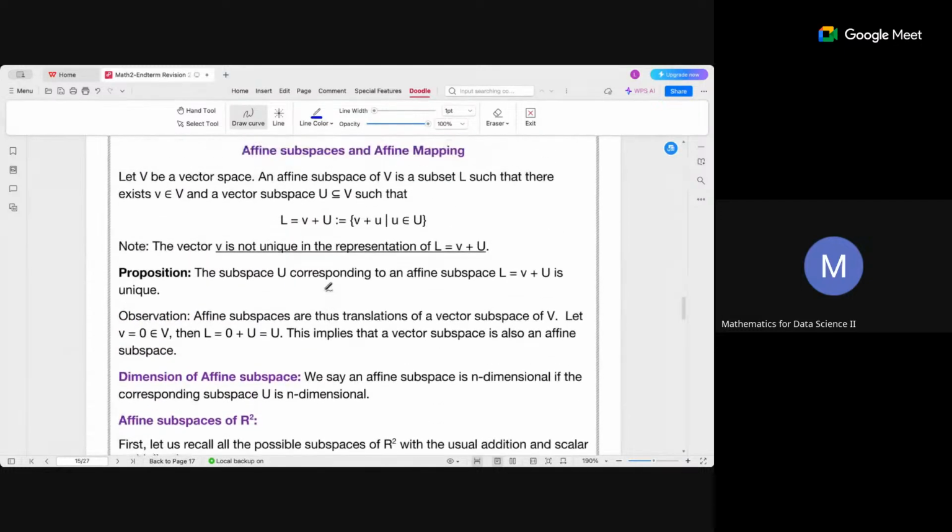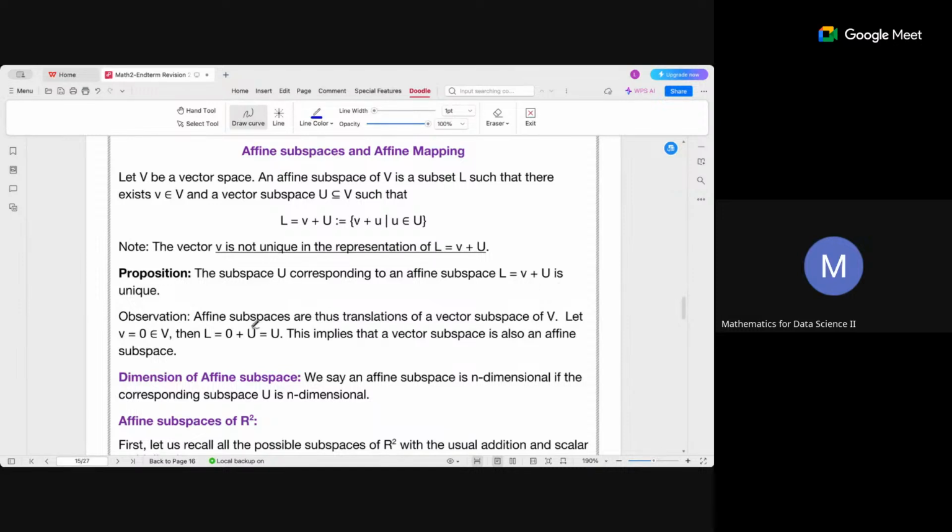So now what is the definition of affine space? If you are having a vector subspace U and there exists a vector V in the vector space, then V plus U is your affine space L. In this representation V plus U, this V is not unique, but the subspace U is unique. We have given several illustrations for why V is not unique and U is unique. For those explanations, you can go through the session notes, Week 7 notes. We don't have sufficient time to look into every detail here. I'm just telling you the main points.